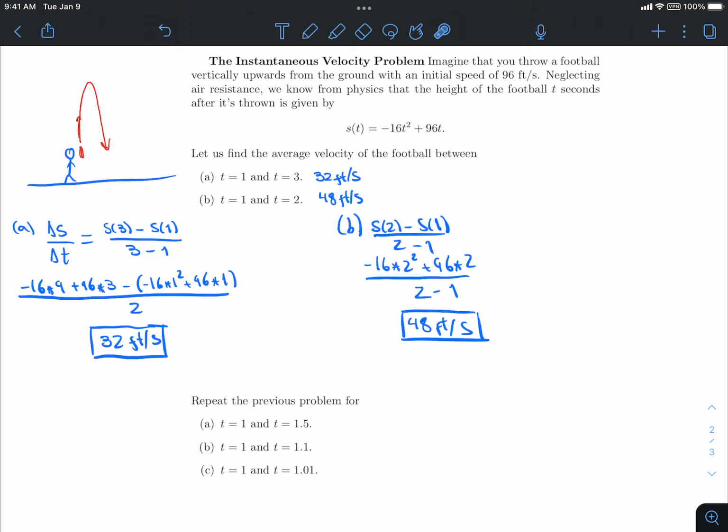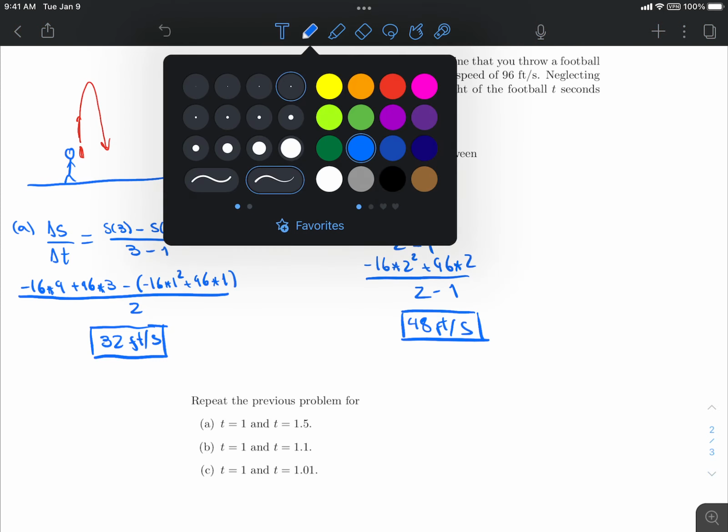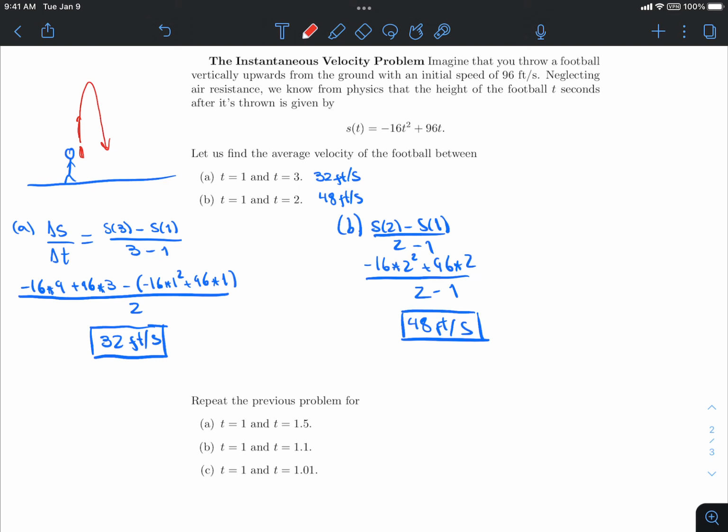So everybody knows how to calculate average velocity, but what if I wanted to know the exact velocity of the ball, say at t equals 1? T equals 1 second. What I'm asking for is the instantaneous velocity. So 1 second after the ball is thrown, exactly 1 second after, not a time interval, but exactly at t equals 1, what is the velocity of the ball? That is my question.